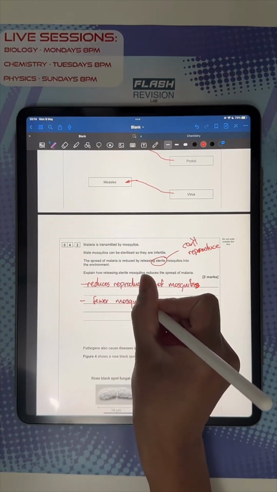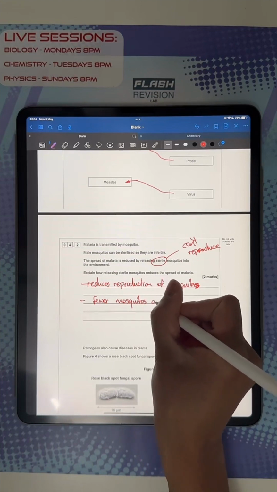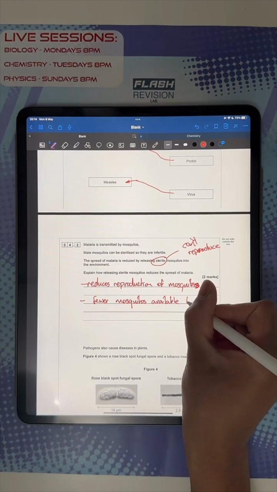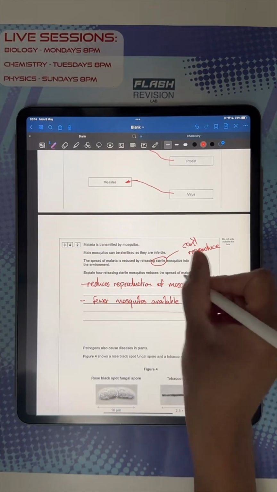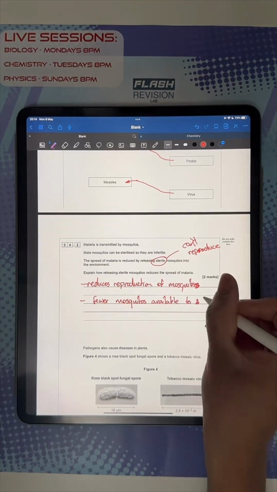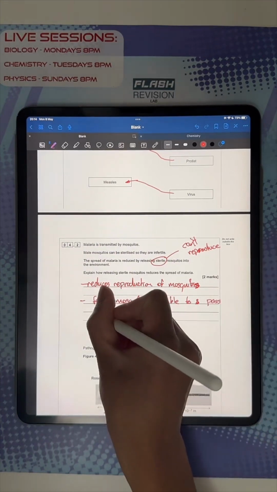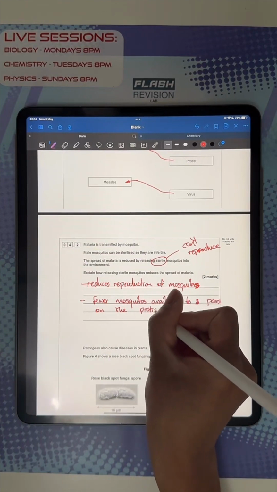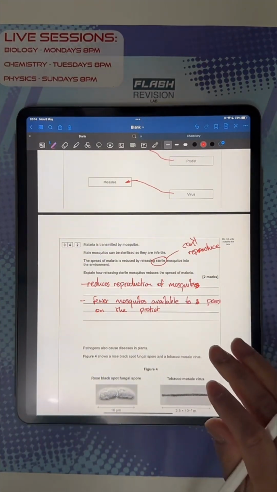So fewer mosquitoes available to, we shouldn't use the word spread. They're already saying spread here, so we'll say to pass on the protist. Okay, good.